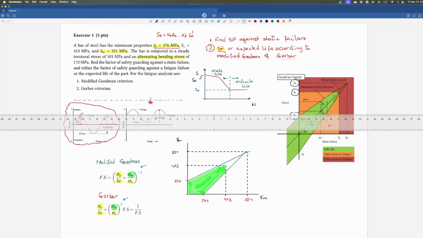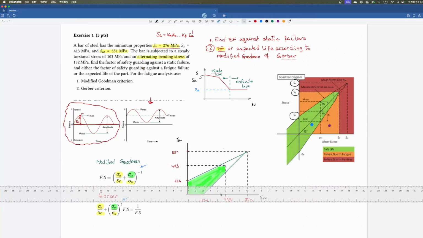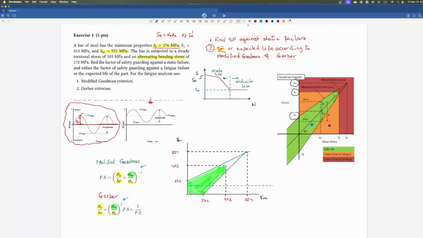So if I bring my ruler again, definitely this is going to be less than this. So my line or working line, let me use another different color here, maybe this one. It's going to be like this. I'm going to just draw a horizontal line. And this corresponds to my alternating stress, which is 172.